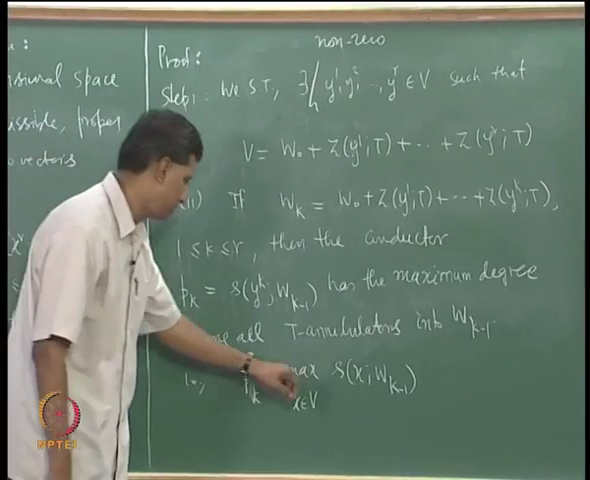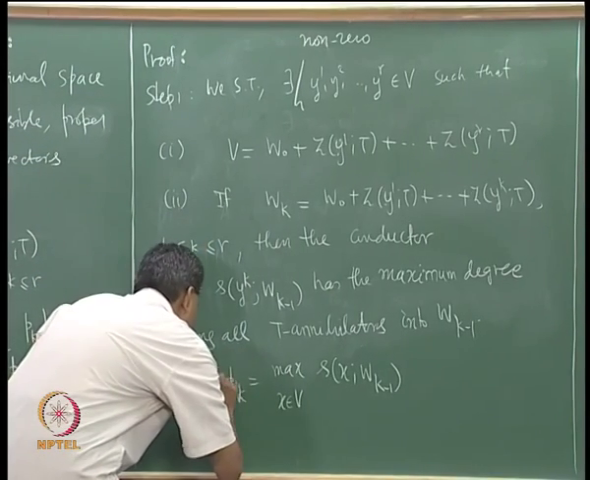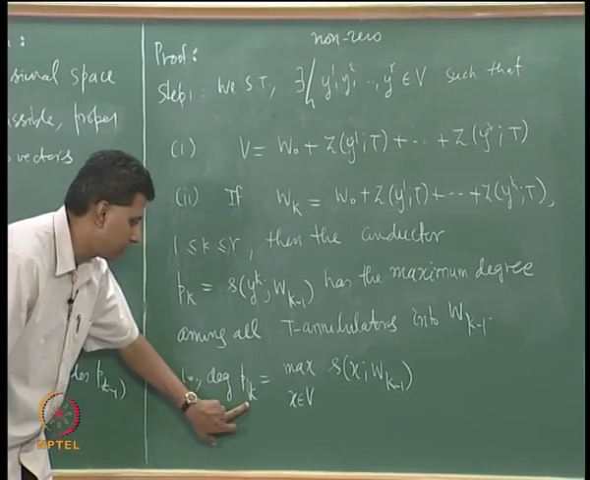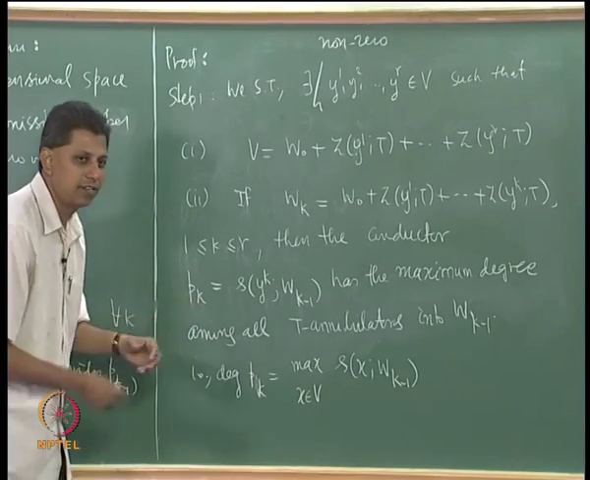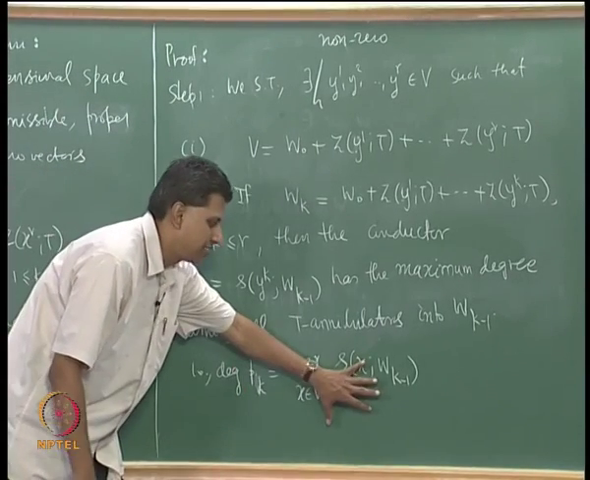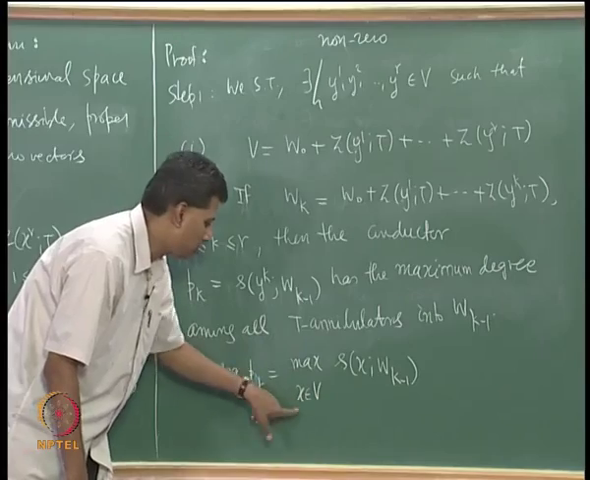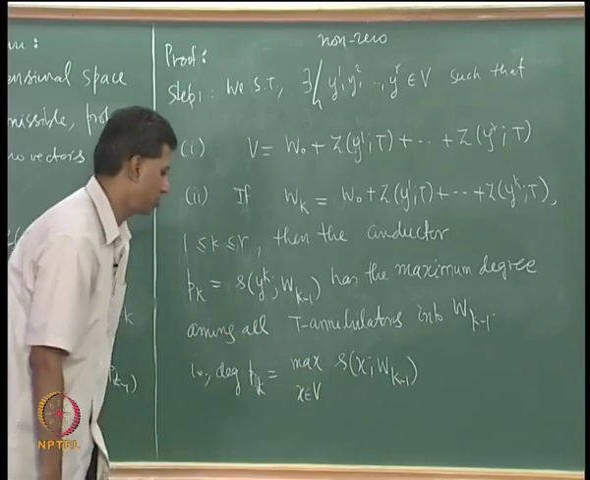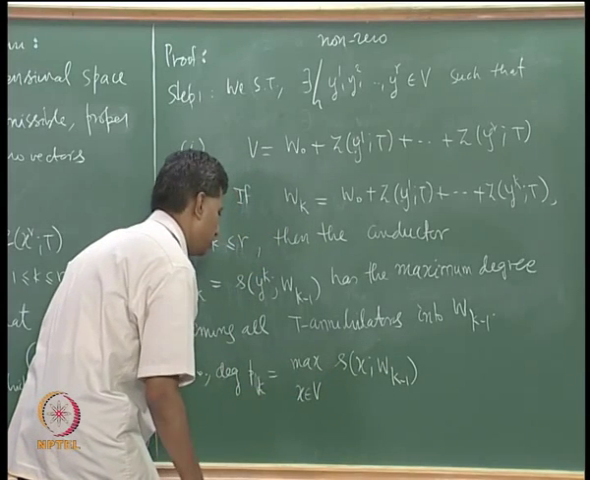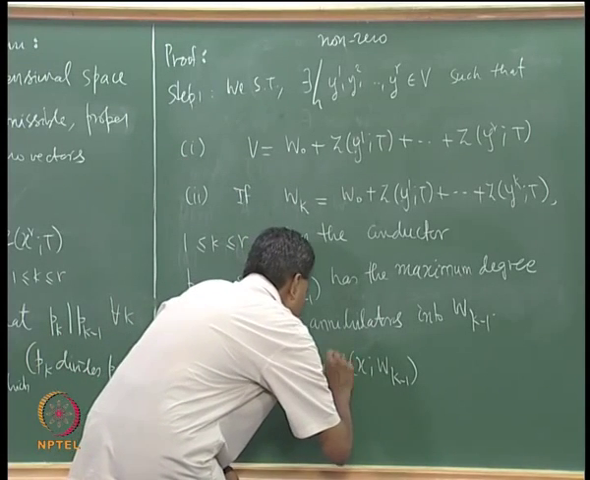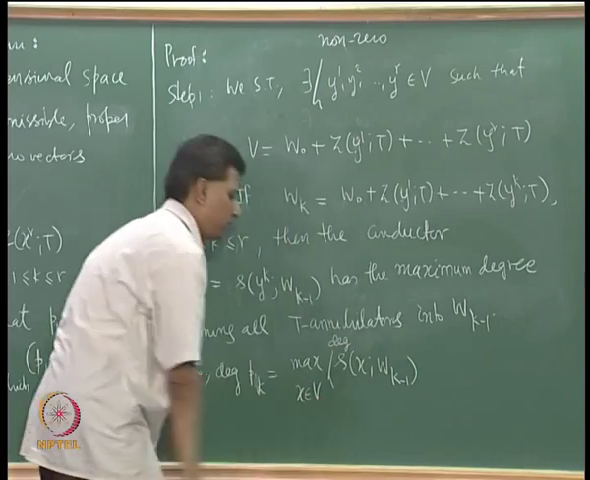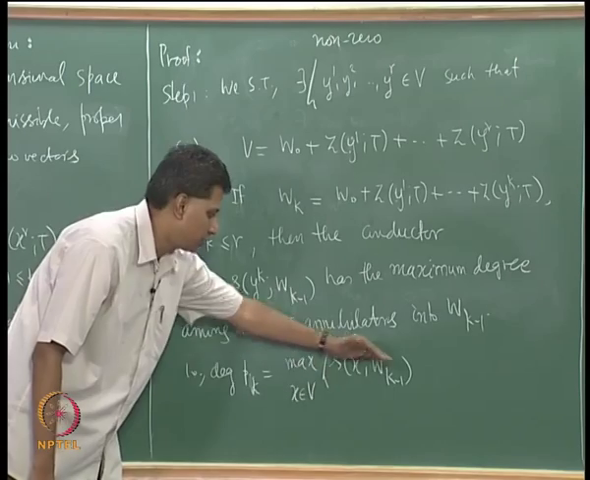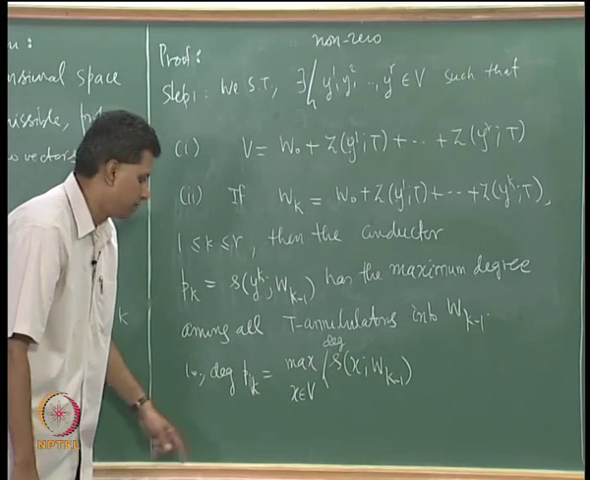Okay, then I must mention degree PK. See, this is an infinite set, x belongs to V. I look at the maximum of the degrees of, I must also write maximum degree here, so please make this correction also. Maximum of the degrees of these polynomials. The polynomial is s. I look at the degrees of those and I will maximize that degree.